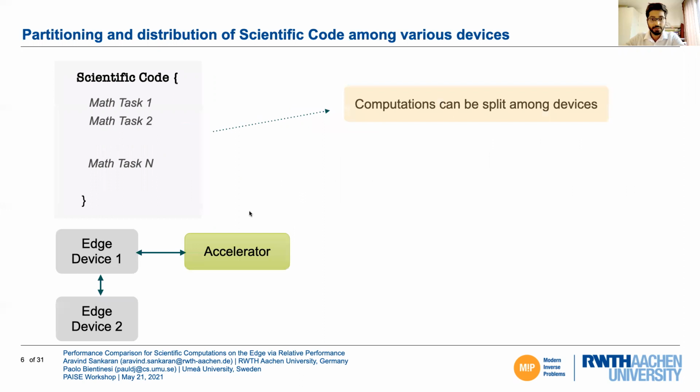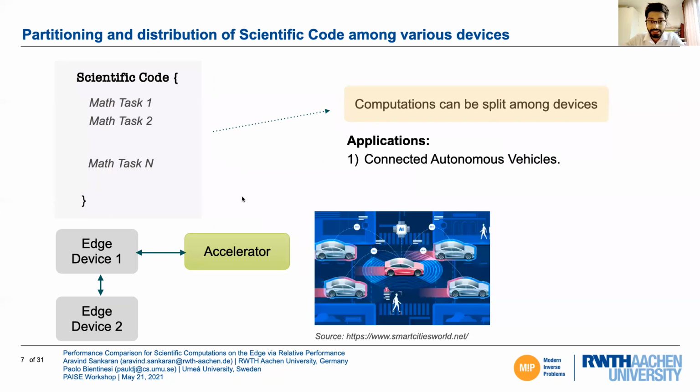Typically, when such scientific codes are run in an edge computing environment, there could be many instances where various mechanical components have to interact with one another, and hence this scientific code has to be split among various devices and accelerators. And finding the optimal split is very important, especially for latency-critical applications such as autonomous driving, where every millisecond matters and you can't afford to make a mistake.